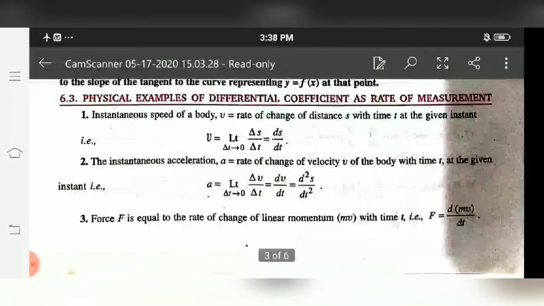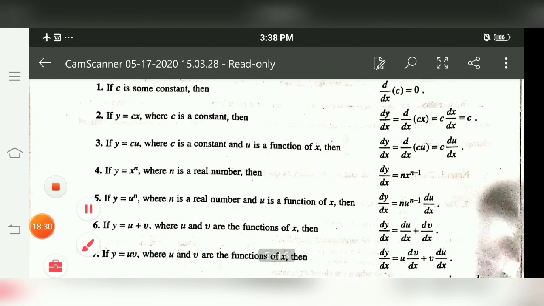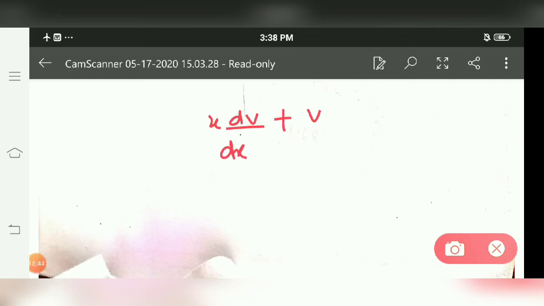Sorry for this. Two terms in multiplication means if I have u into v, then we are going to apply the formula u as such derivative of v plus v as such derivative of u. Like if I have x cube into e raised to power x.